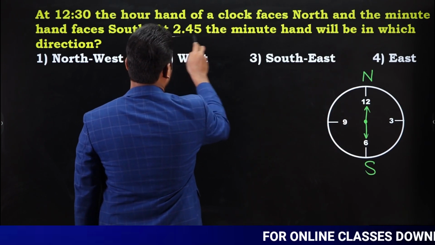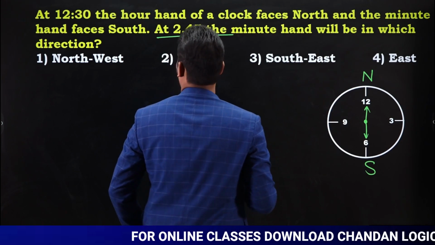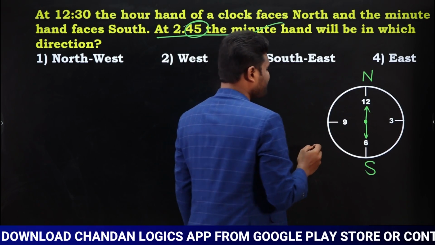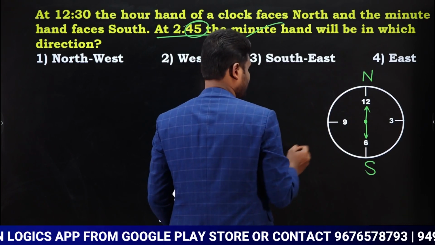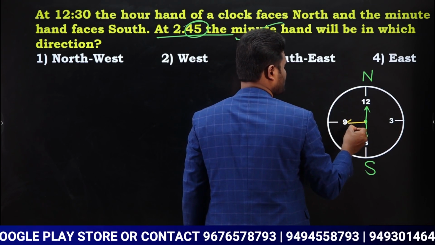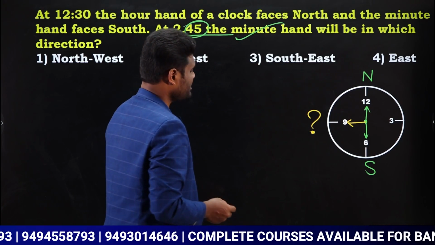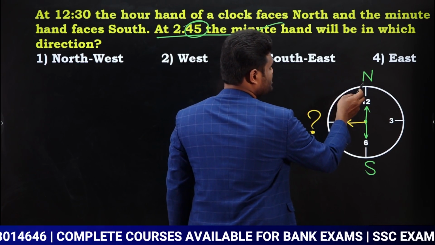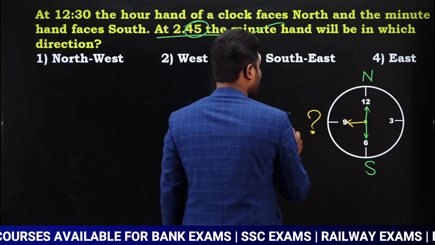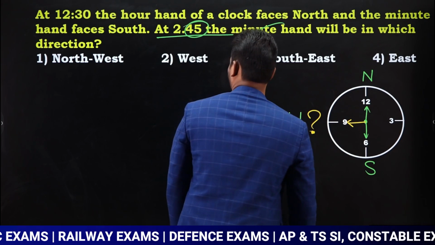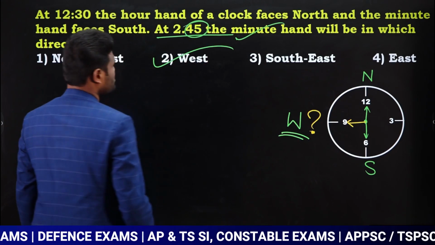Now question is, at 2:45, minute hand will be in which direction? Look here, 2:45 minute hand means 45 minutes. 45 minutes means minute hand is going to face towards 9. Now I need to know what is this direction, yes or no? Now observe here, if this is north, this is south, we know that this is going to be west direction, yes or no? So we can say answer for this question is going to be west, which is option 2.